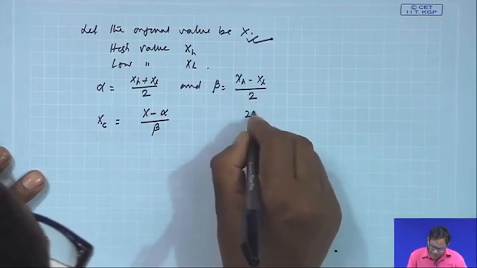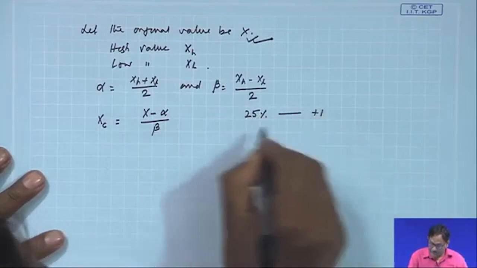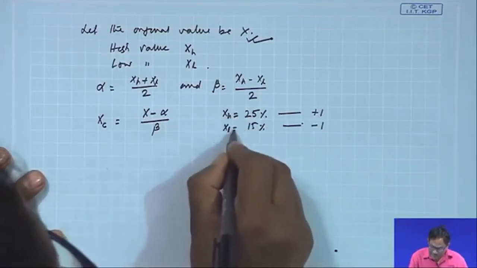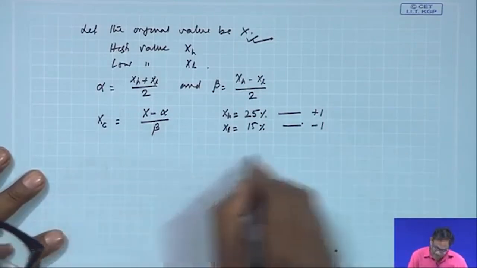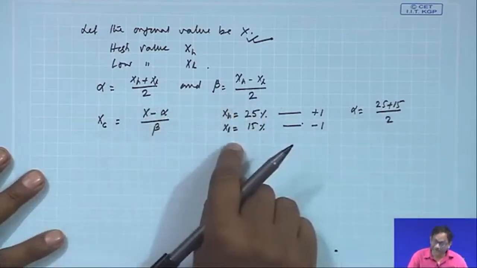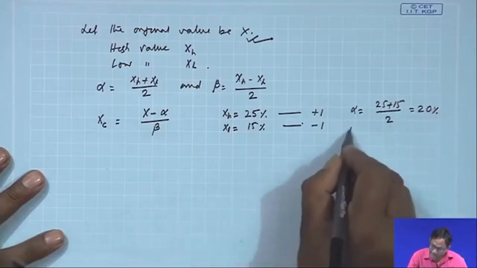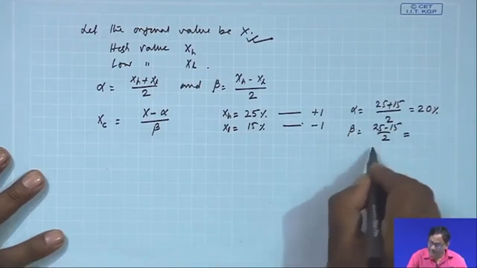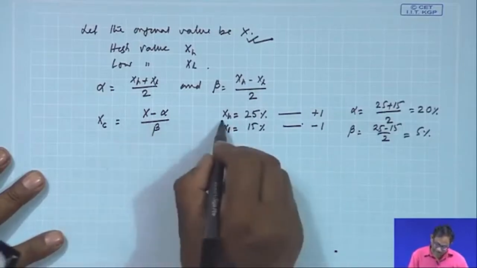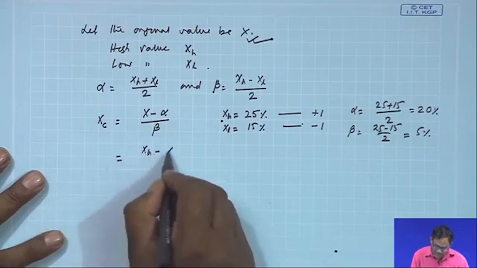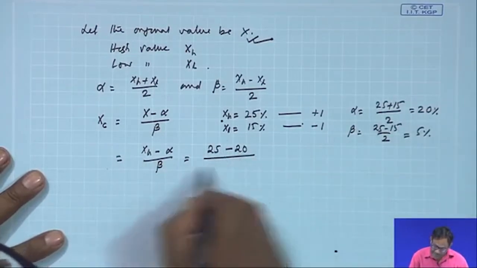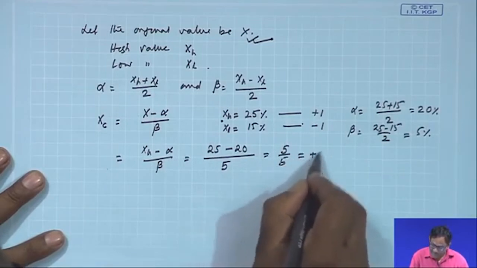For example, if we want 25% to become plus 1 and 15% to become minus 1, because our x h is 25% and x low is 15%, then alpha equals 25 plus 15 by 2, that is x h plus x l by 2, so this is 20%. And beta will be 25 minus 15 by 2, so this is 5%. If my observed x is x h, then the coded value will be x h minus alpha by beta, which is 25% minus 20% divided by 5%, so this is 5 by 5 equal to plus 1.